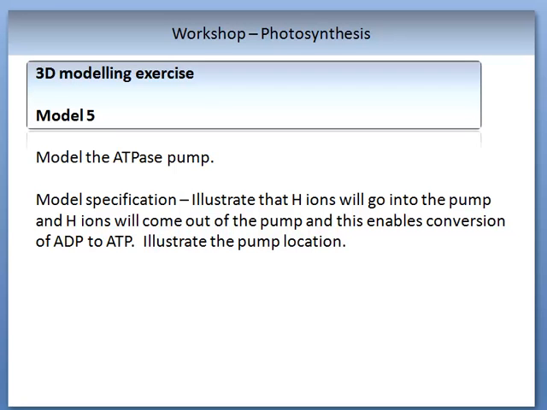The objective of Model 5 was to model the ATPase pump. The model specifications were to illustrate that hydrogen ions will go into the pump and hydrogen ions will come out of the pump, and this will enable conversion of adenosine diphosphate to adenosine triphosphate. The location of the pump will be illustrated in the thylakoid membrane.